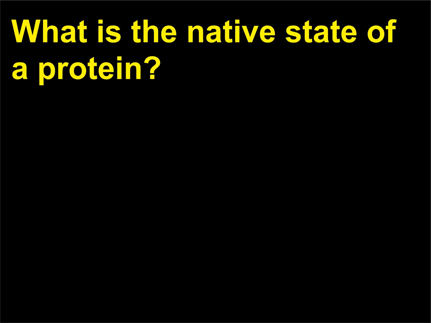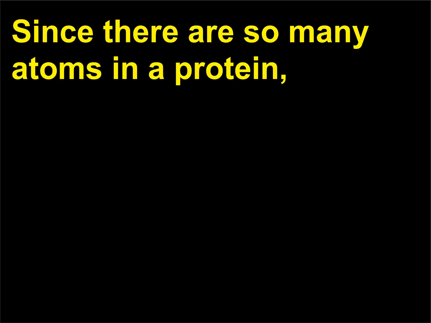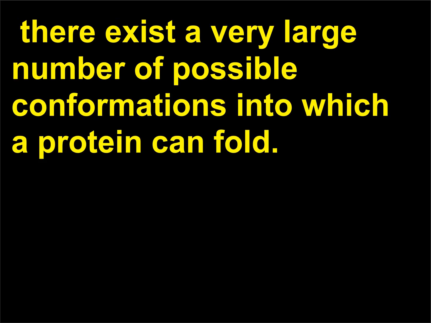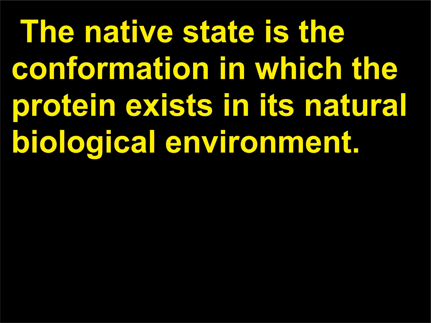What is the native state of a protein? Since there are so many atoms in a protein, there exist a very large number of possible conformations into which a protein can fold. The native state is the conformation in which the protein exists in its natural biological environment.